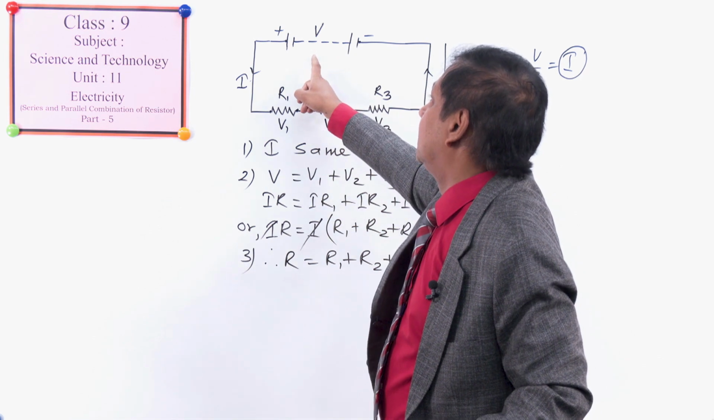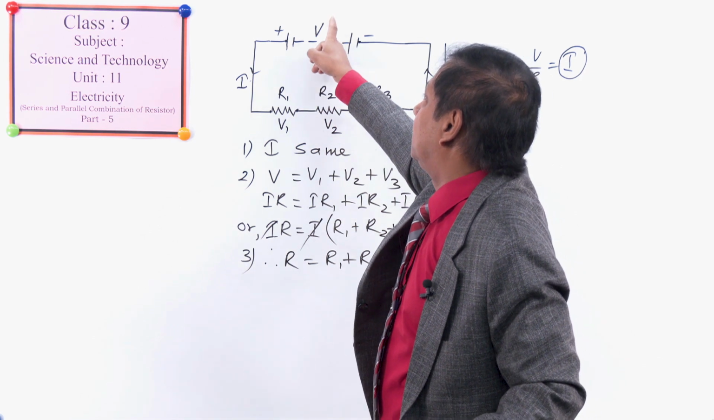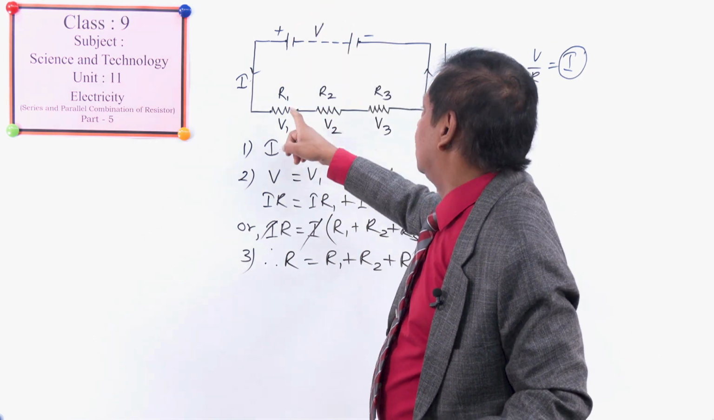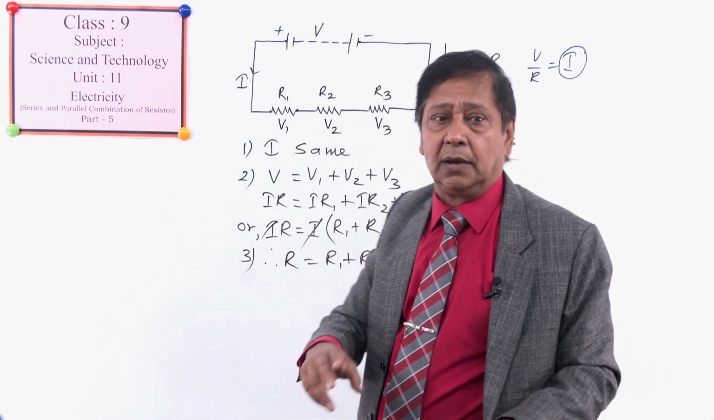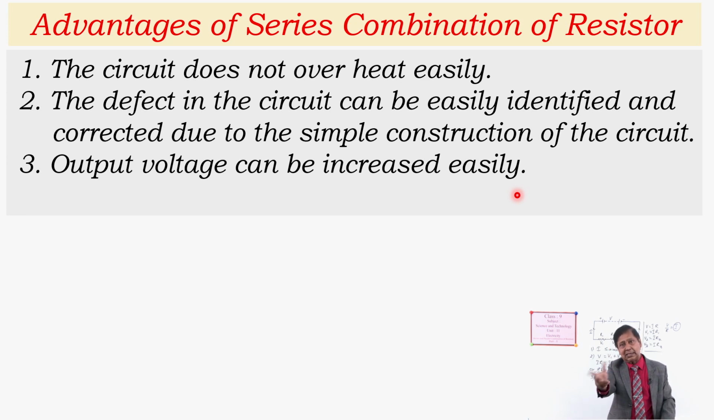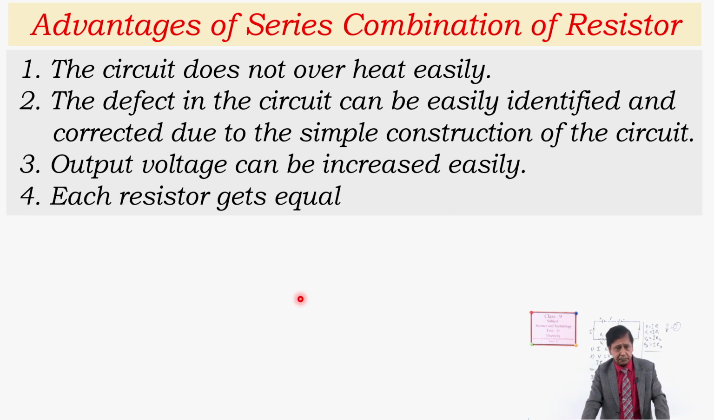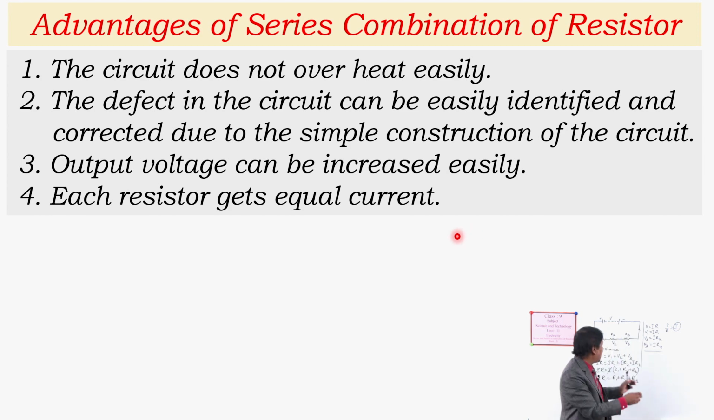If we supply more voltage from some source, then each of them gets high voltage. That means output voltage can be increased easily. Now next, each resistor gets equal current. Look at this, they are connected in series.